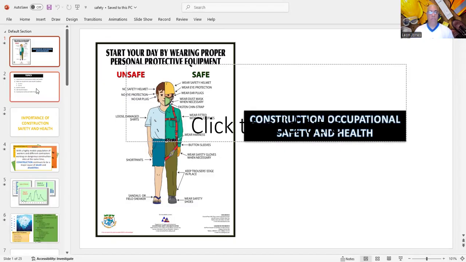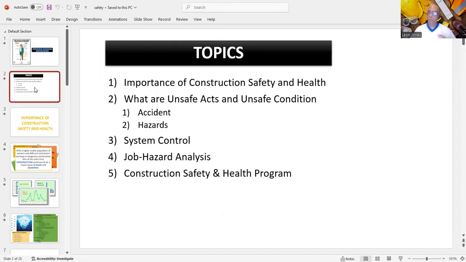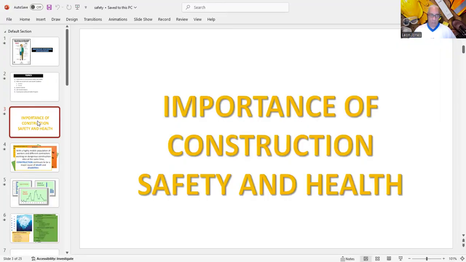Now, the topics. I'm going to get into this PowerPoint. I'm going to talk about the importance of construction safety and health. What are unsafe acts and unsafe conditions, accidents and hazards, system controls, job safety analysis, and the construction safety and health program that you should have. And we're going to get into the importance of construction safety and health.